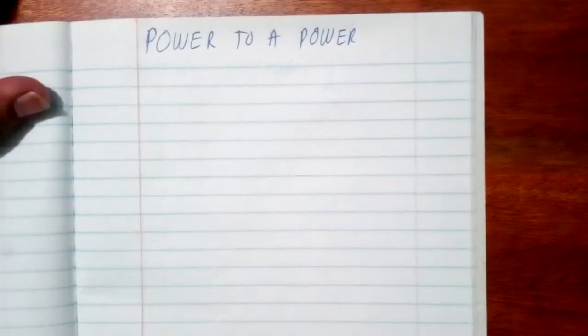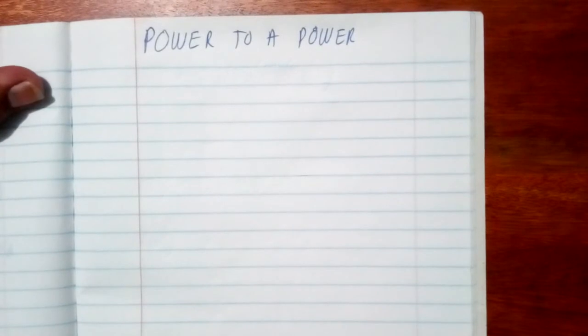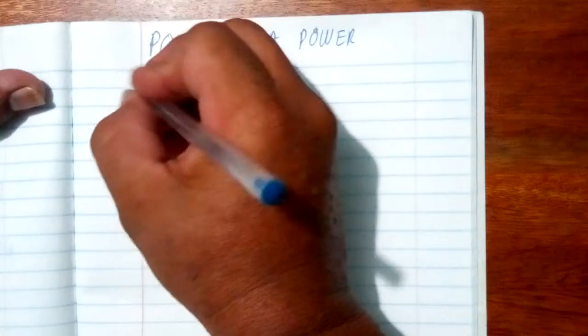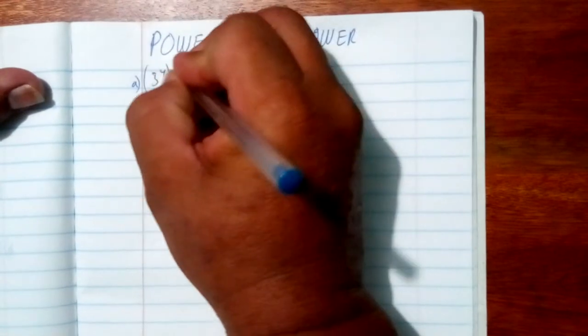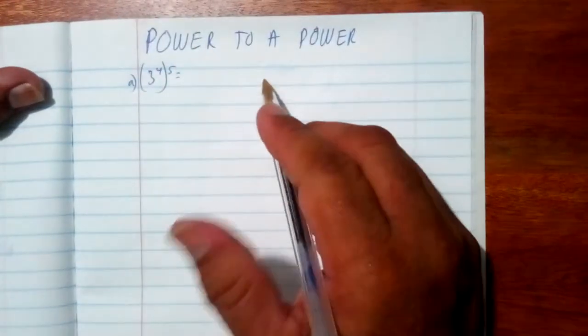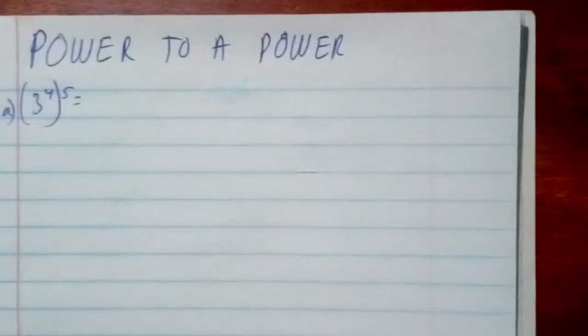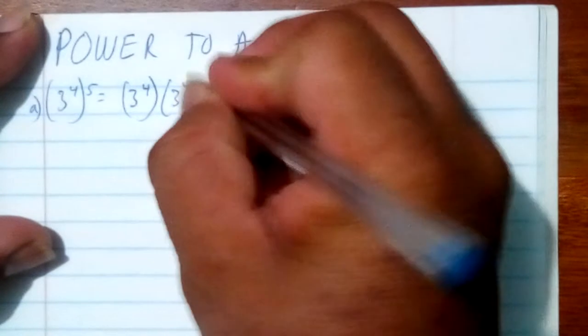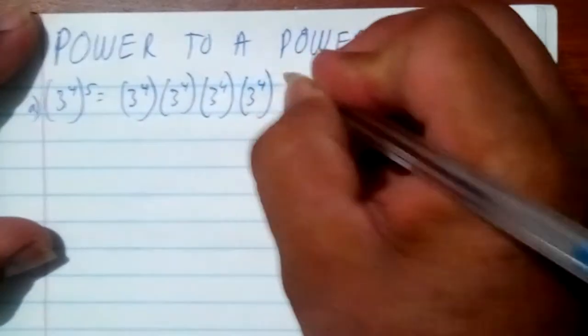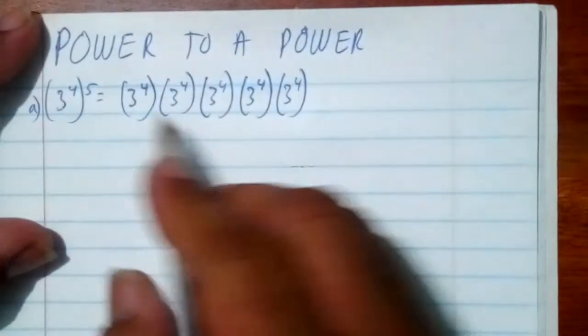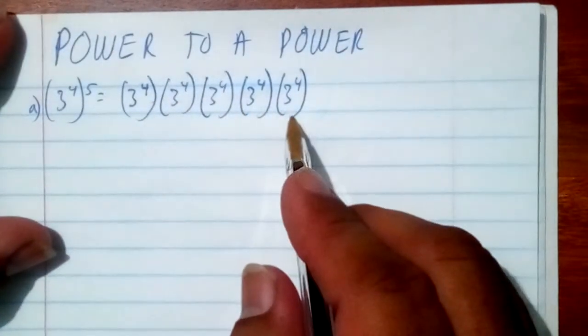Okay, power to a power. Let's go with a few examples so we get to the point. Consider that you have 3 to the 4th power raised to the 5th power. What does that mean? This is simply saying that you are to take 3 to the 4th times 3 to the 4th times 3 to the 4th times 3 to the 4th times 3 to the 4th. There are 5 sets of it being multiplied.